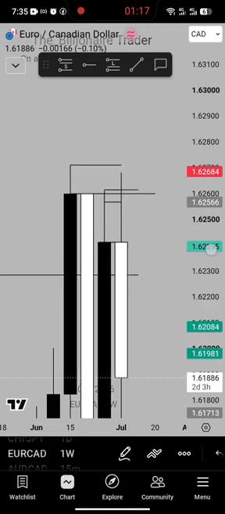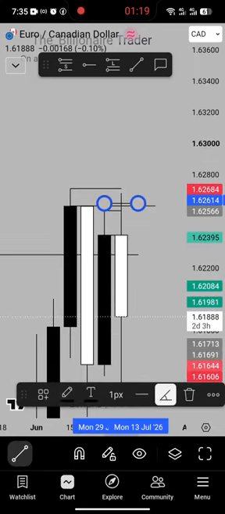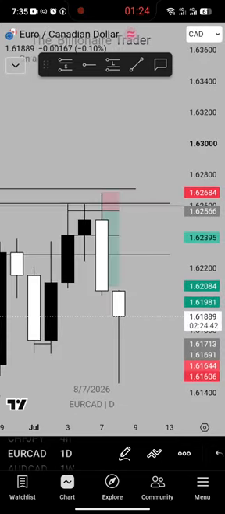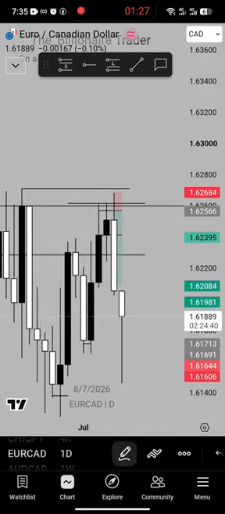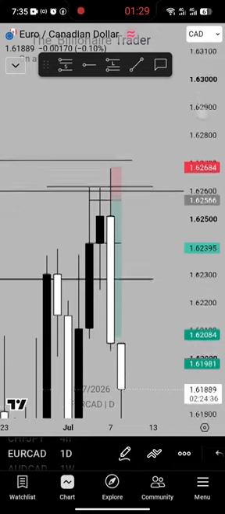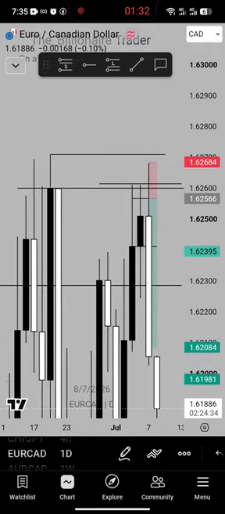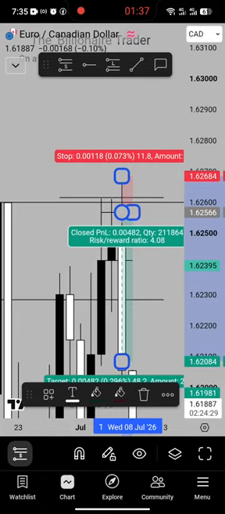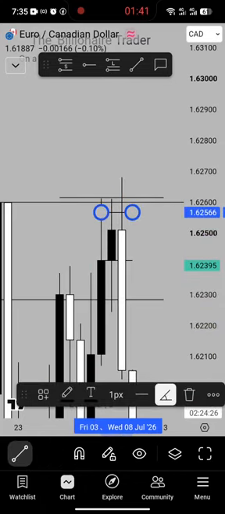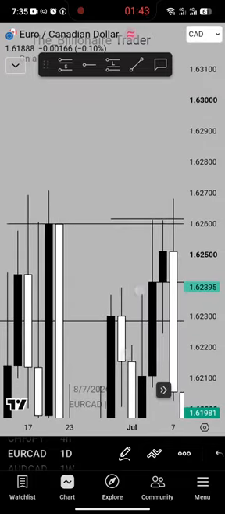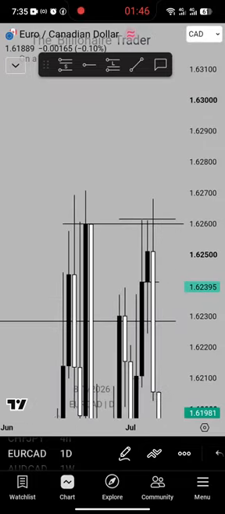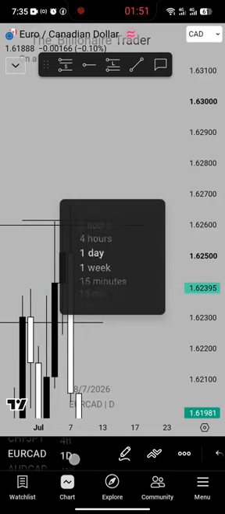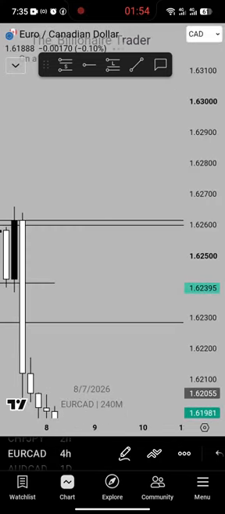After sweeping that previous week high, let's change to daily time frame. On our daily time frame, we want to see that price also sweeps previous day high. Price also sweeps previous day high at that particular key level. Price swept previous week high, price also swept previous day high. So after sweeping that previous day high, on the 4 hours time frame, we want to see a sweep and break on the 4 hours time frame.